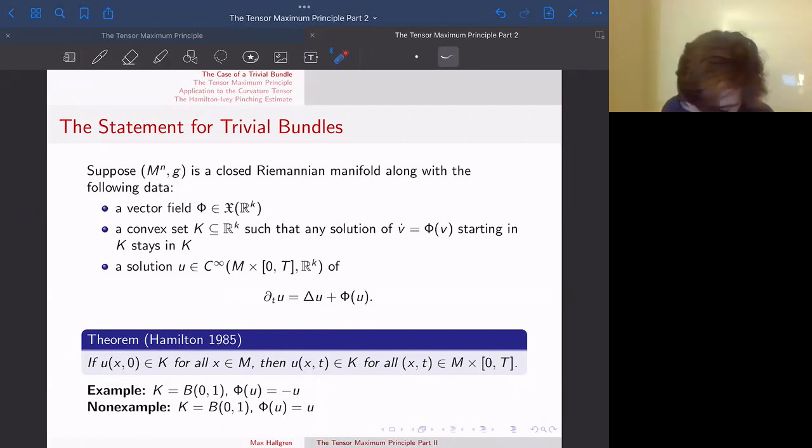So an example of a K and phi for which this theorem would apply is if K is the closed unit ball in R^k, and phi of u is the inwards pointing radial vector field. In that case, integral curves starting in the ball are going to move towards the center of the ball. A non-example would be if instead you consider the vector field pointing out radially. In that case, K will not be preserved: solutions of the corresponding ODE that start in K may leave K.